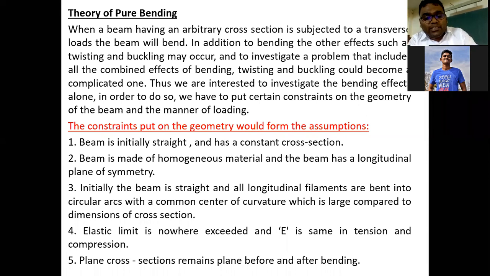The elastic limit must not be exceeded, and Young modulus is the same in tension as well as compression. Because it is a homogeneous material, the property will also remain the same. And plane cross section: the plane of cross section remains plane. I will try to make you understand this.